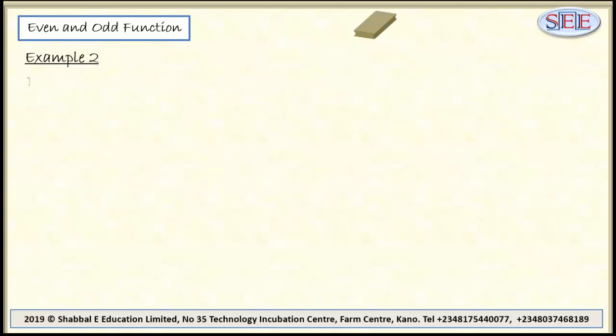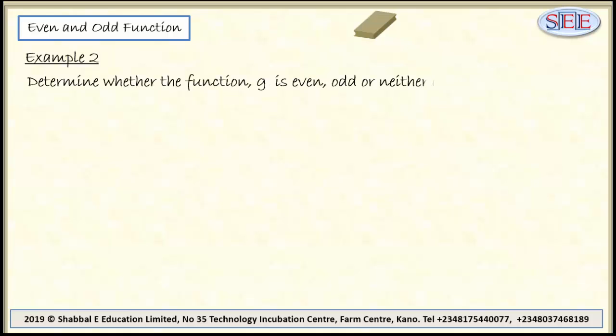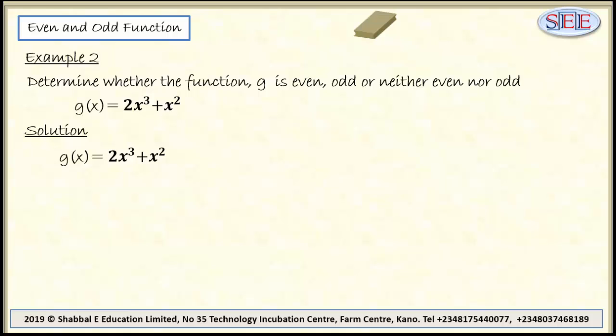Another example: determine whether the function g is even, odd, or neither even nor odd. The definition of the function g says g of x equals 2x raised to the power of 3 plus 5x squared. Solution to this problem: copying the definition of the function g first. So we have g of x equals 2x raised to the power of 3 plus 5x squared. To test whether this function is even, odd, or neither, what we do first is to test whether the function is even.